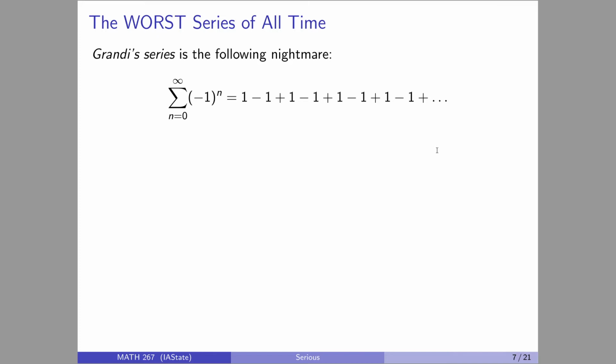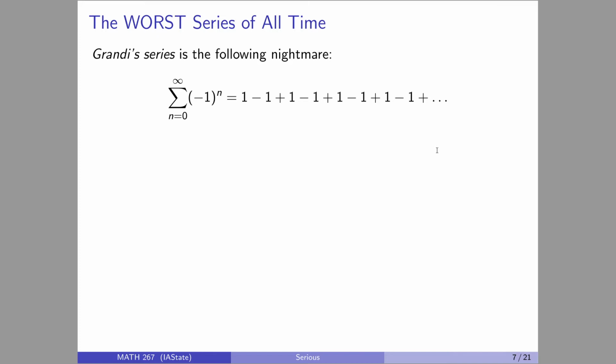Series really were not very well understood for a very long time. It really wasn't until the 1800s where people really got a hold of how series are supposed to behave. And the offender, the one that really indicates why people had such a hard time with series, is Grandi's series right here. The summation from n equals 0 to infinity of (-1)^n.